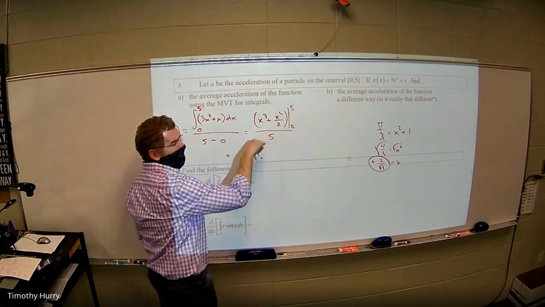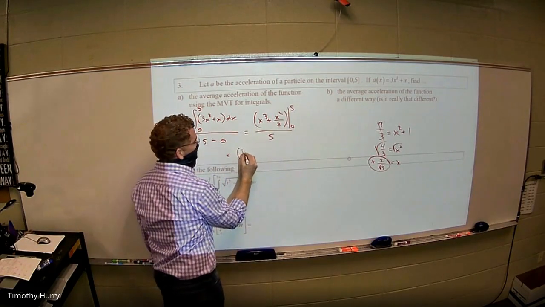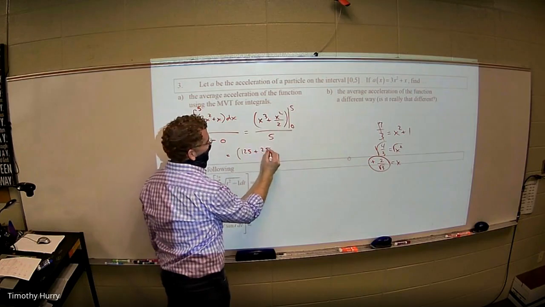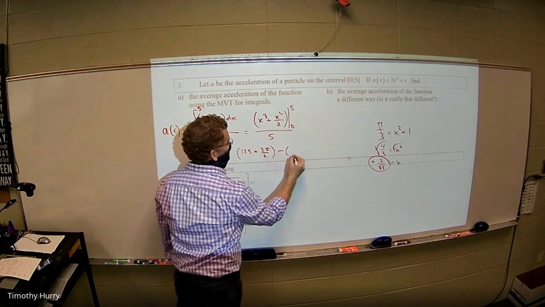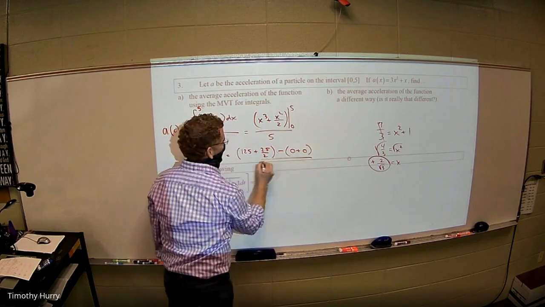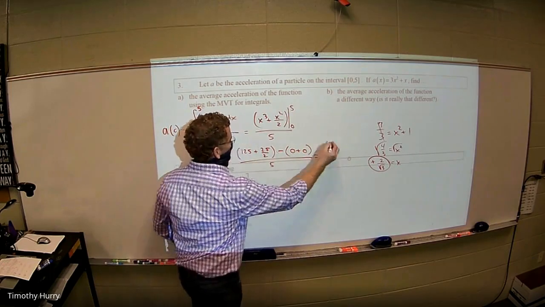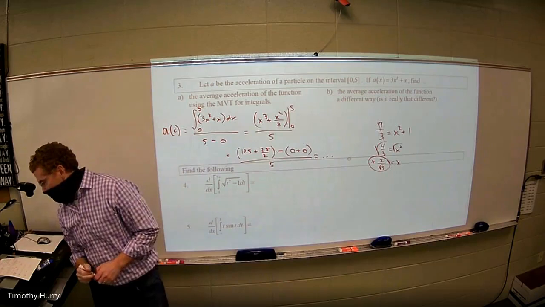So we're plugging the 5 in: 125 plus 25 halves. We're plugging the 0 in: minus 0 plus 0. And all of that's over a 5. And I'm on my way. I'll save you the trouble: 55 halves.